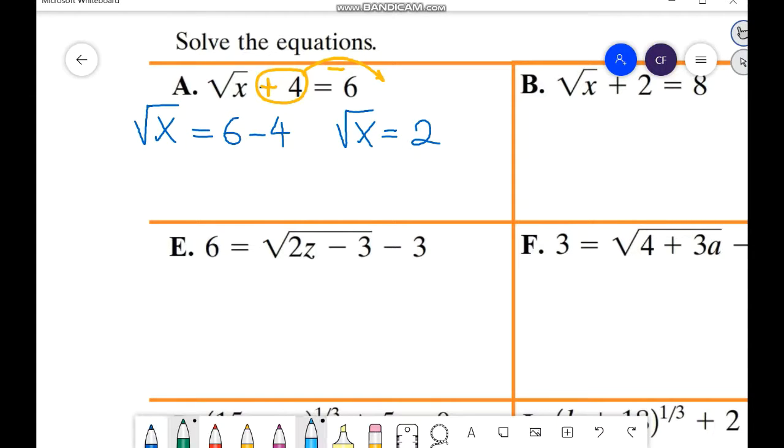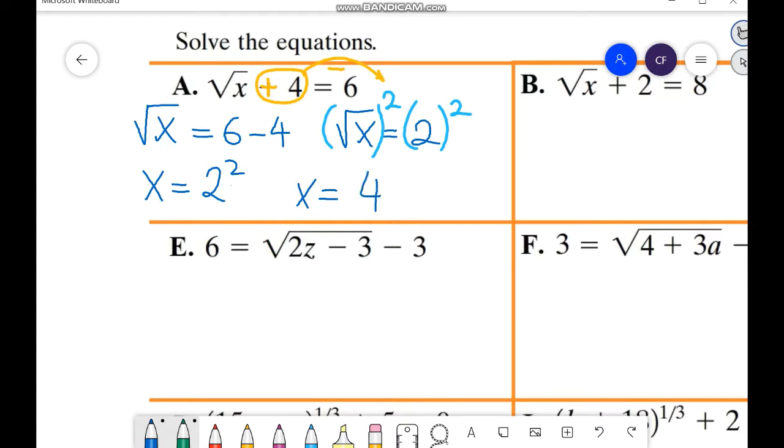Now we can apply the square to both sides, like this. That means x equals 2 squared, and 2 squared is 4. That is the right answer. Let me write it like this: 2 squared, x equals 4.